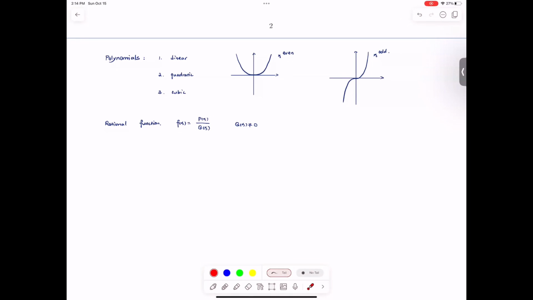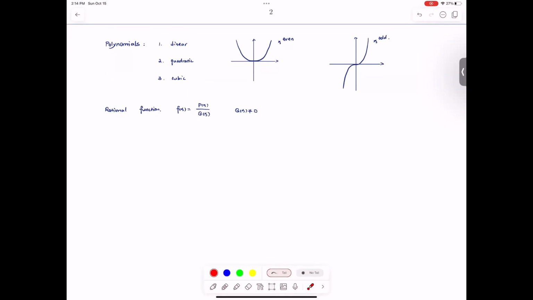Question. I always want to ask one of you just a simple question. You don't have to answer now, you can think about it yourself. Is the set of rational functions a field? Yes or no? Think about it yourself, okay?